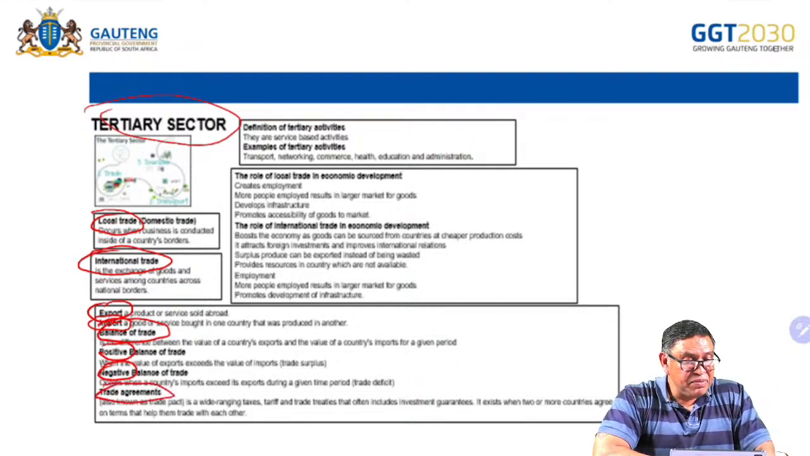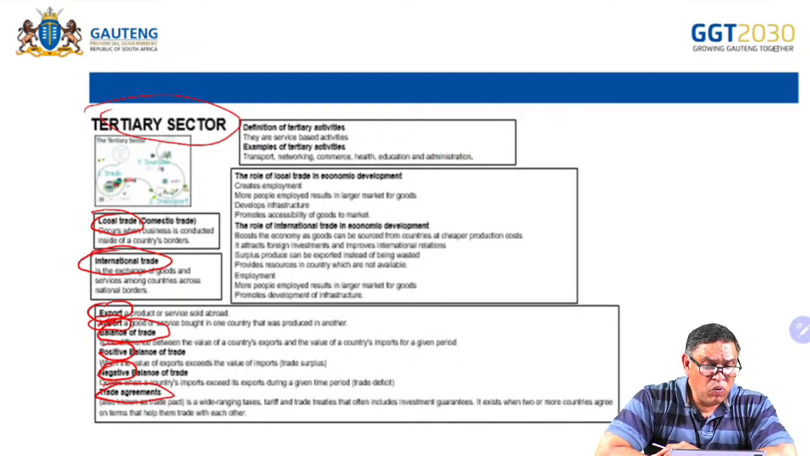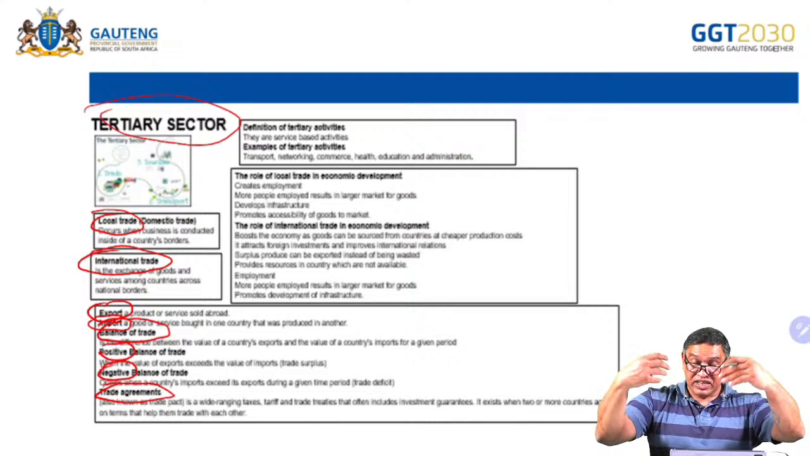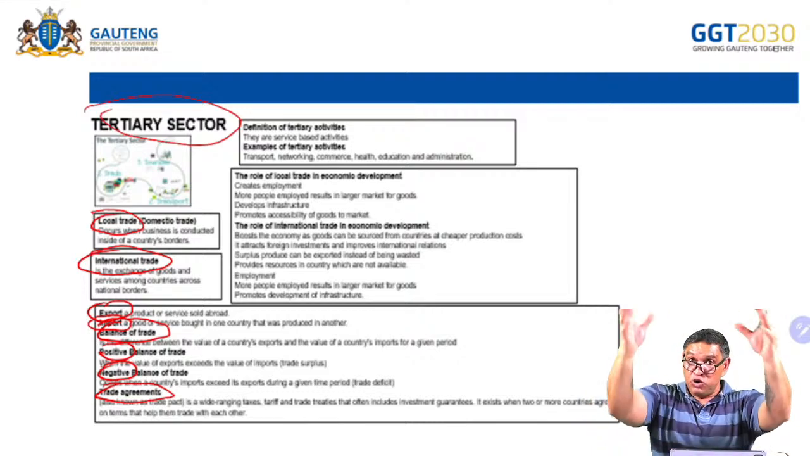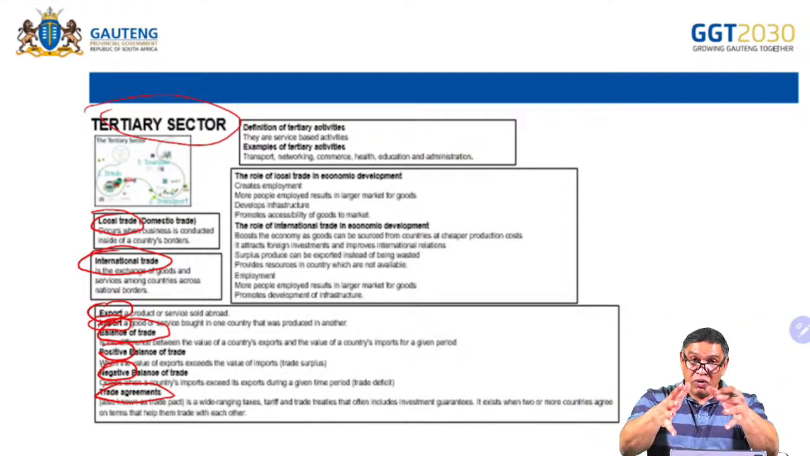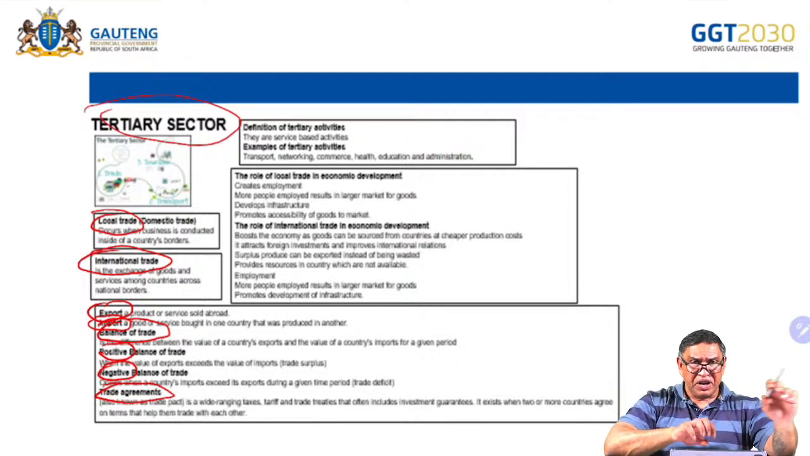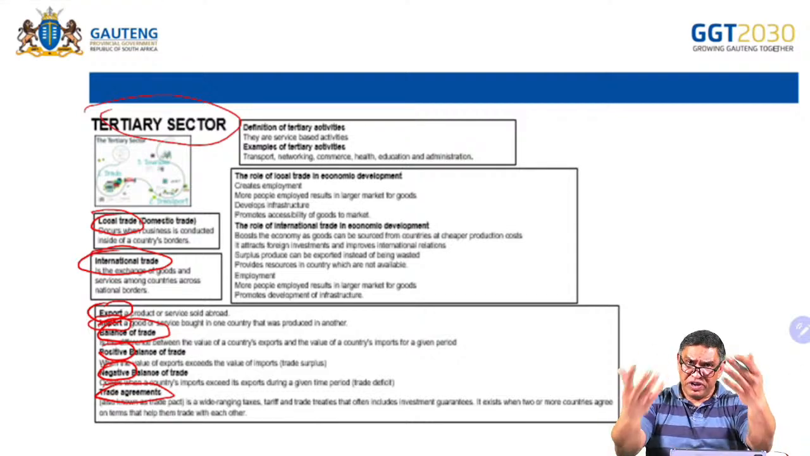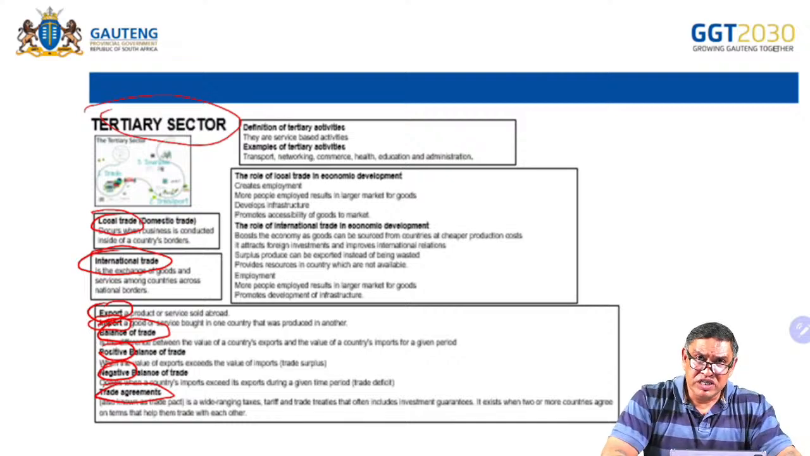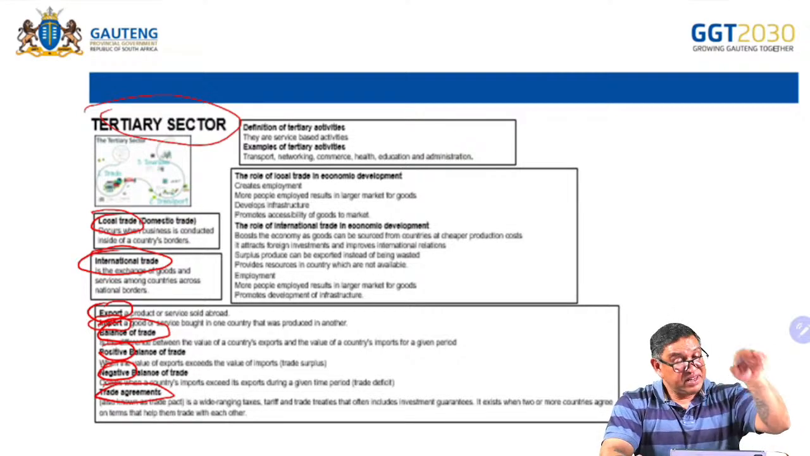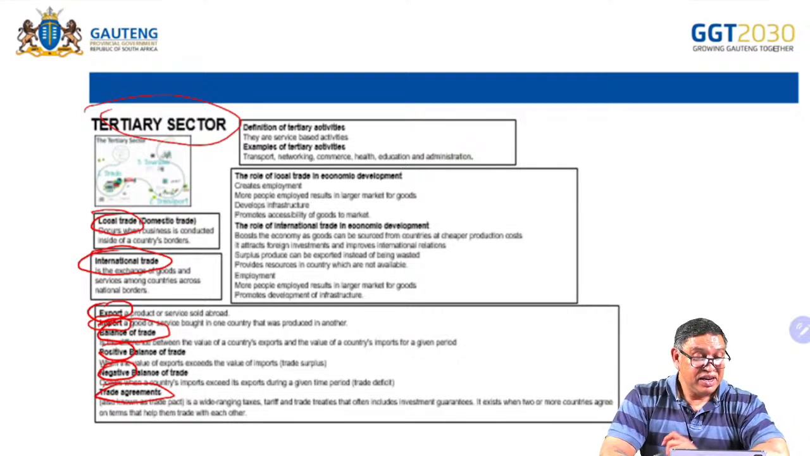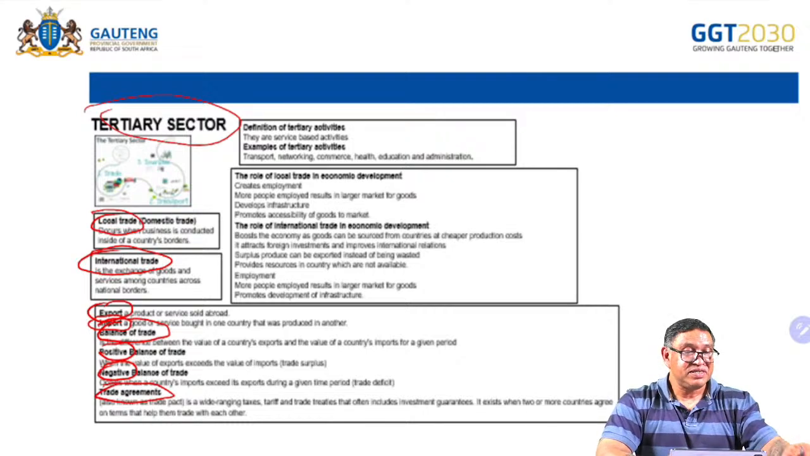Then trade agreements are wide-ranging taxes, tariffs, trade treaties that often include investment guarantees, like trade agreements between the European Union, or SADC countries. You charge each other less tariffs. You offer the first opportunity to your neighboring countries, like the European Union does. Those are trade agreements.